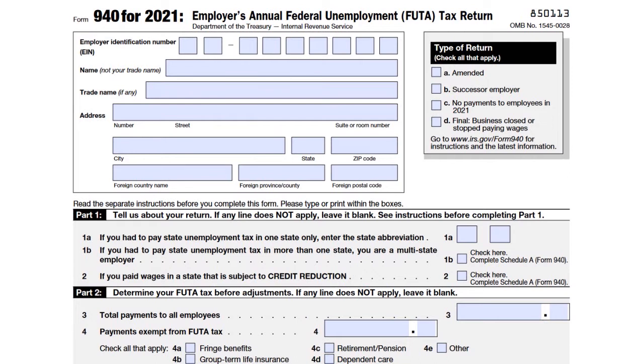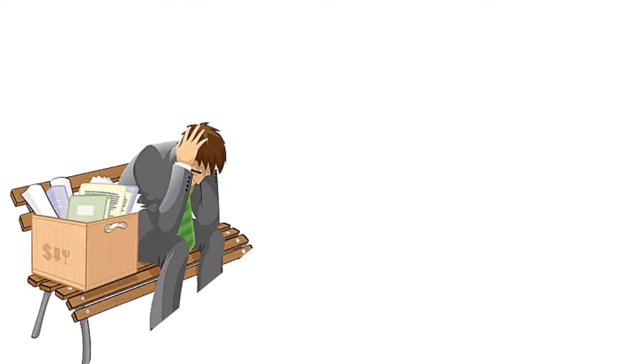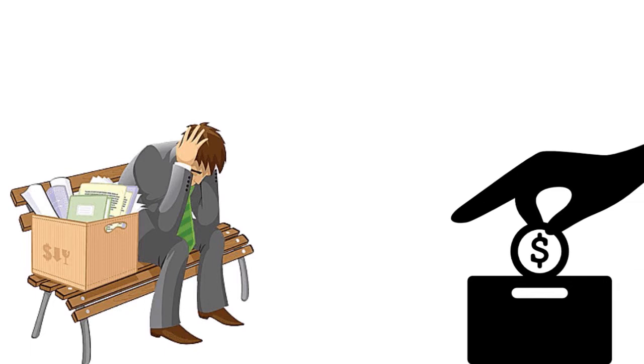So what is Form 940? With Form 940, you are reporting annual federal unemployment tax. That's your FUTA taxes. When employees are let go for reasons beyond your control or their control, they receive unemployment insurance. As an employer, you pay into this program, and Form 940 determines the amount you contribute.